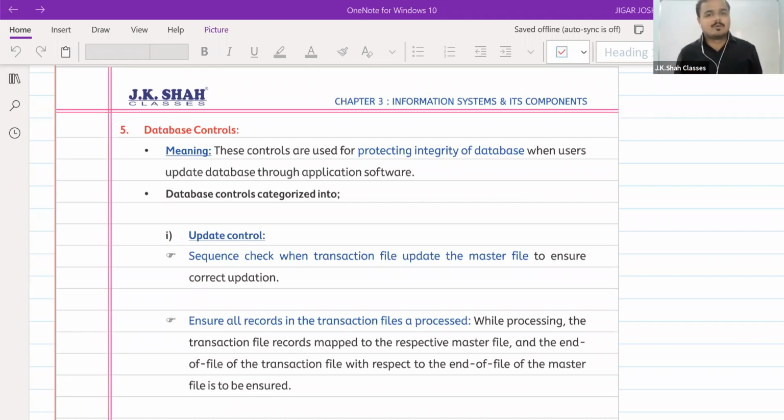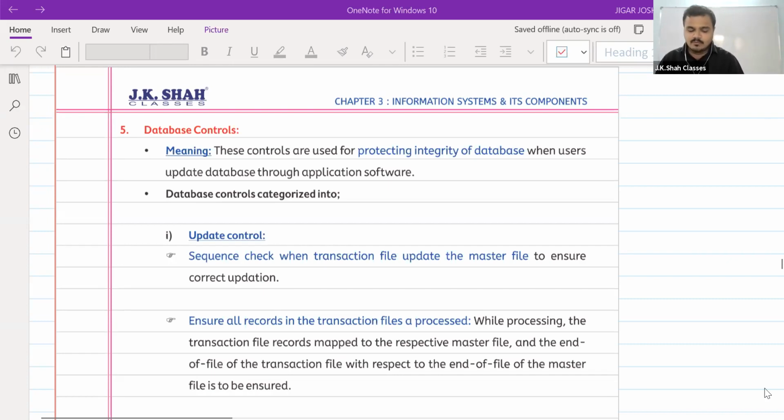After that, we referred to the input control. Input controls are the controls designed with the clear intention of providing clear input from the user to the system. Input controls are classified into 4 parts: source document controls, data coding controls, batch processing controls, and so on. Then we referred to the process control also.